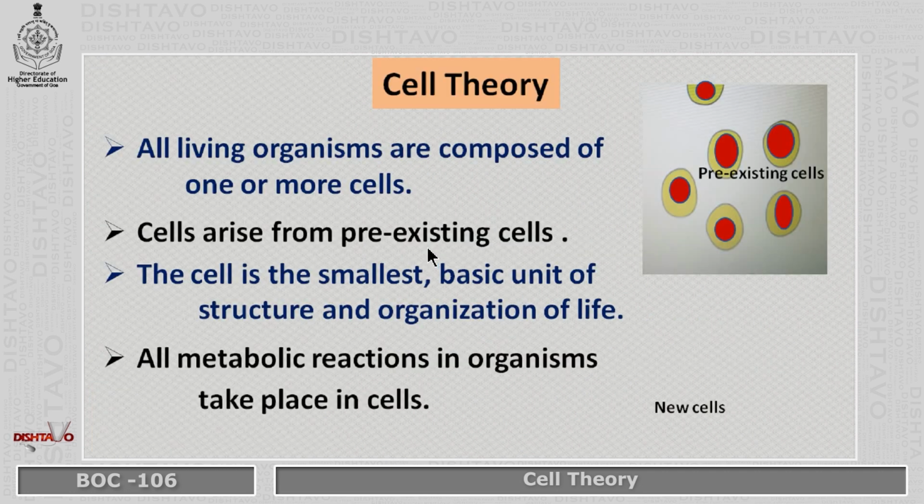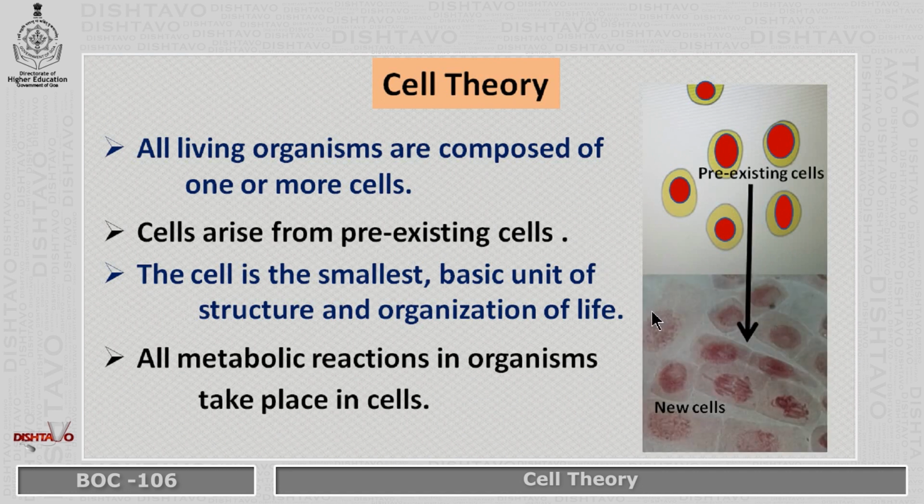So the cell theory states that all living organisms are composed of one or more cells. Cells arise from pre-existing cells. The cell is the smallest basic unit of structure and organization of life. All metabolic reactions in organisms take place in cells. So when we have pre-existing cells, they form new cells.